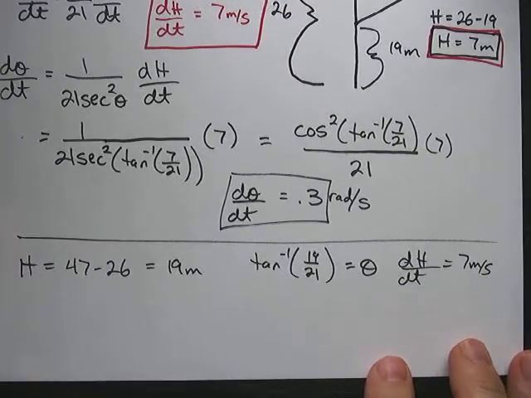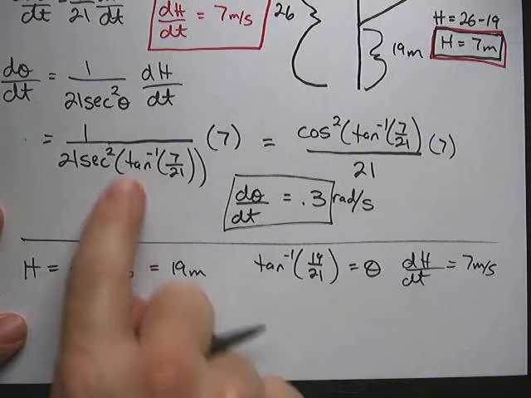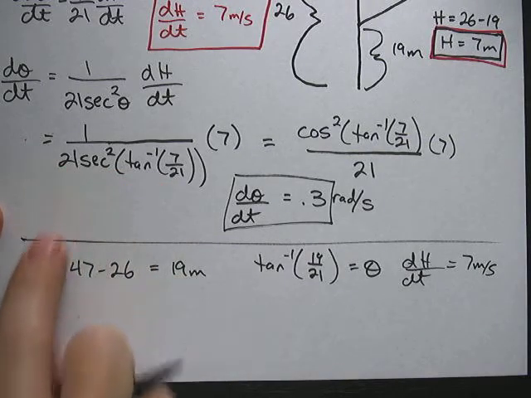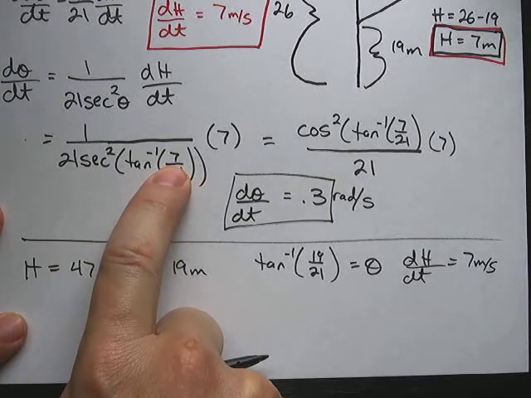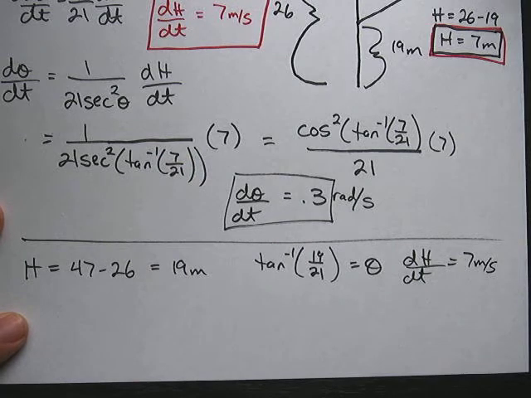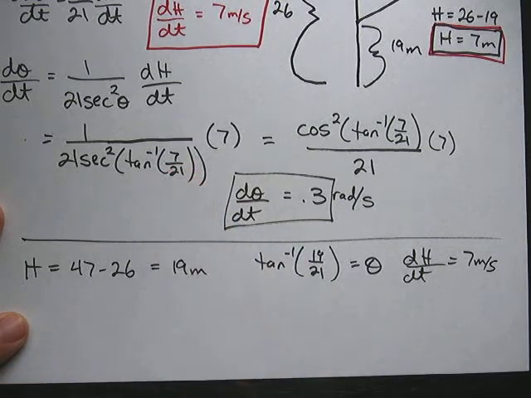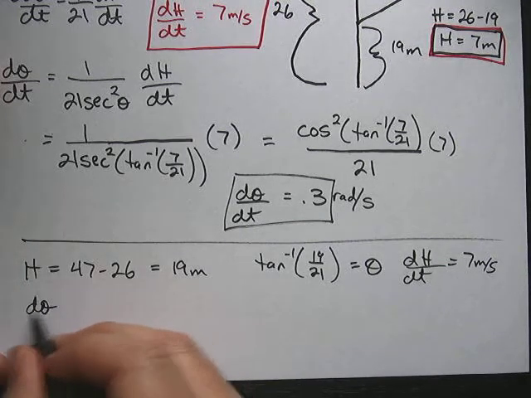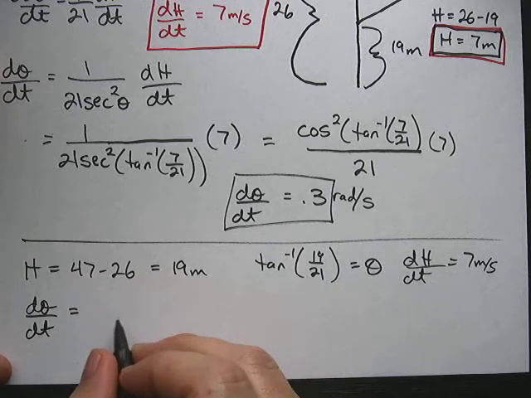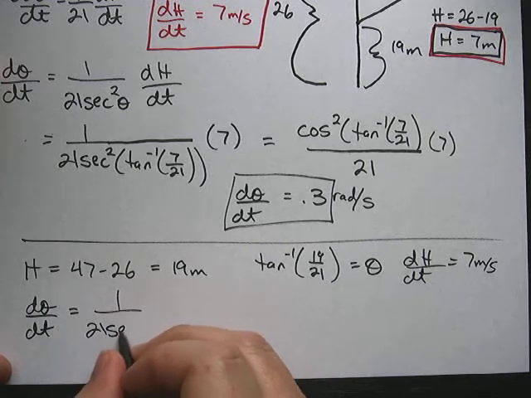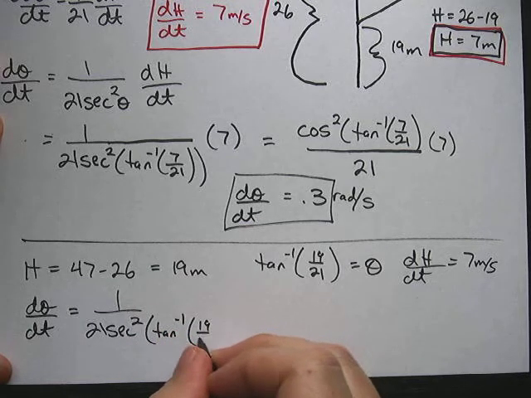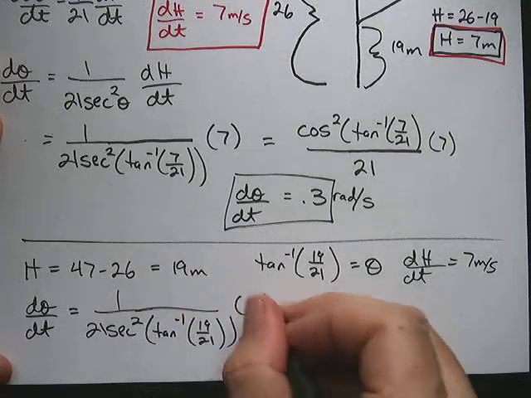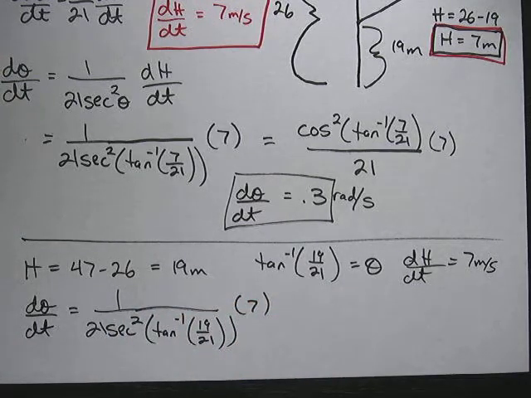Okay, and then when we pop that all into the equation here, we just change a couple things. The 21 doesn't get changed right here, but the 7 here would get changed. That would be 19 instead of a 7 right there. That's the only difference. So for the second problem, d theta over dt equals 1 over 21 secant squared of tangent inverse of 19 over 21, close parentheses, times 7. Now you can pop that into your calculator just like we did the other one, and you can get your solution.